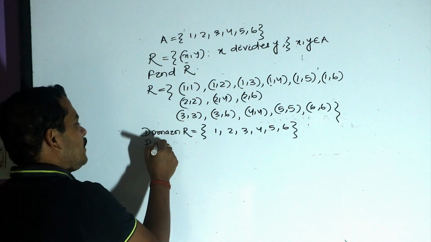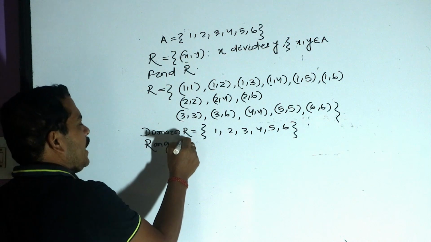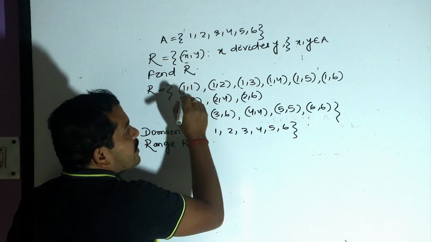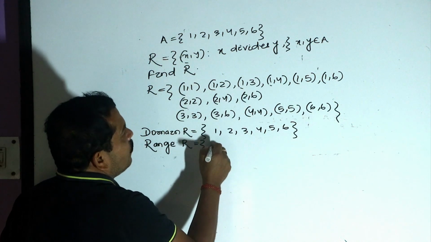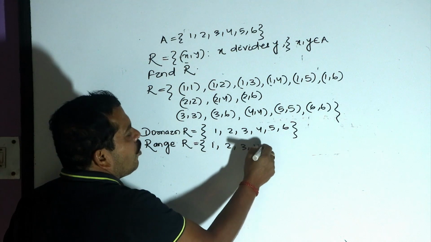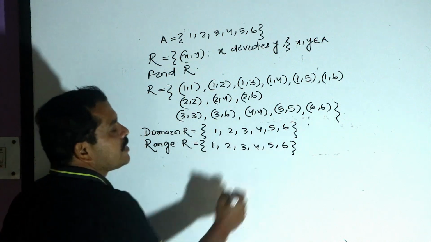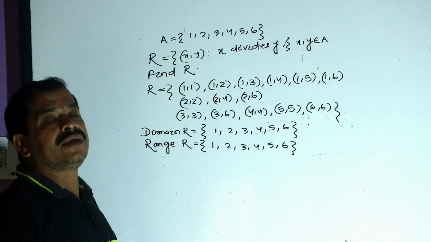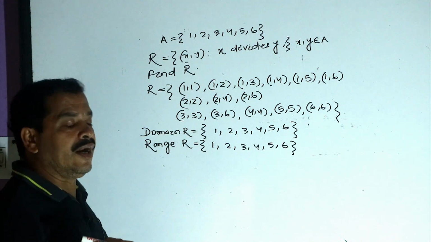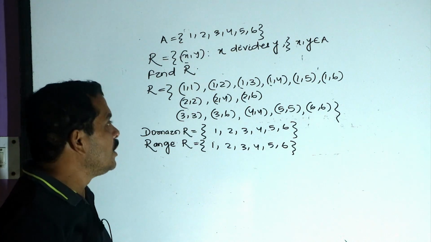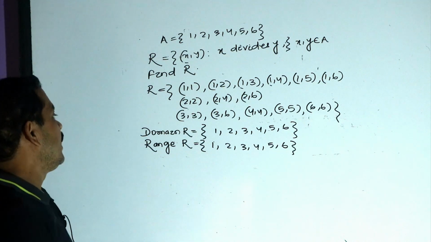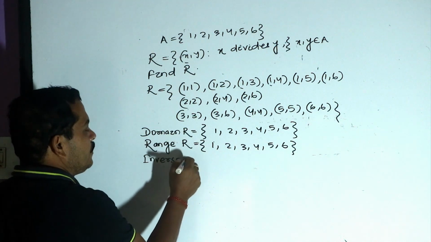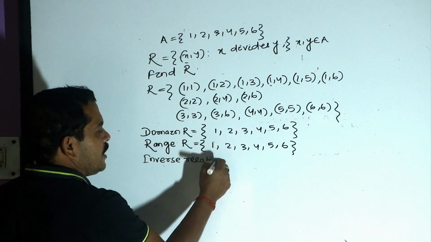Next, range. Range is the second element of the ordered pair: 1, 2, 3, 4, 5, 6. This is the range of the relation. The second element of the ordered pair is the range of the relation, and the first element of the ordered pair is known as the domain of the relation. Next, inverse relation.